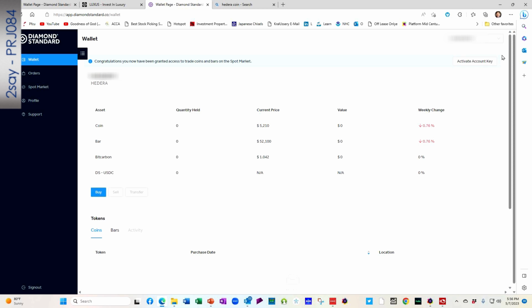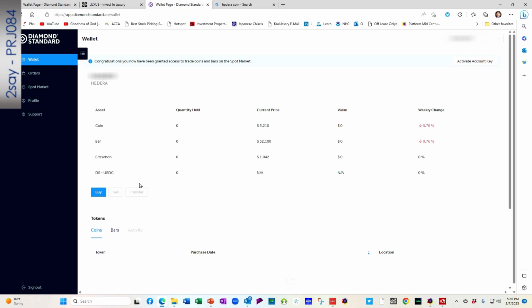Although I still have to go through a process with activating my account key, which is the security part of it, right? So only I can do it, and other people can't steal rights to your coins and bars. So I've not done that process yet. You can buy coins, you can buy bars. We'll talk about Bitcarbon in the future. This is going to get interesting. And this is the USDC, the stable coin.